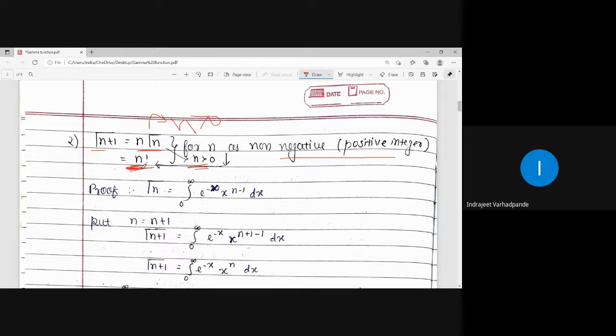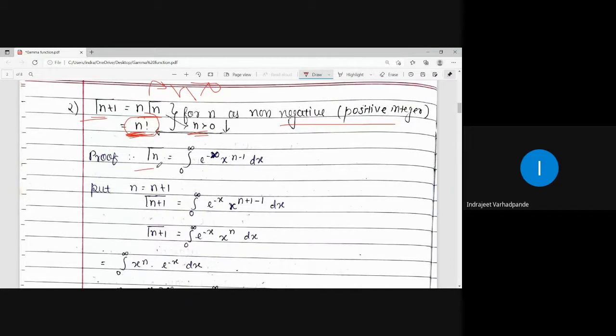The definition of the gamma function exists only for n greater than 0. Similarly, gamma of a negative number doesn't exist. We want to calculate gamma for positive numbers only, so we have factorial only for positive numbers. So there are two results which we can use as per our convenience or need for gamma of n plus 1. By definition, gamma n is equal to the integral from 0 to infinity of e to the power minus x into x to the power n minus 1 dx.